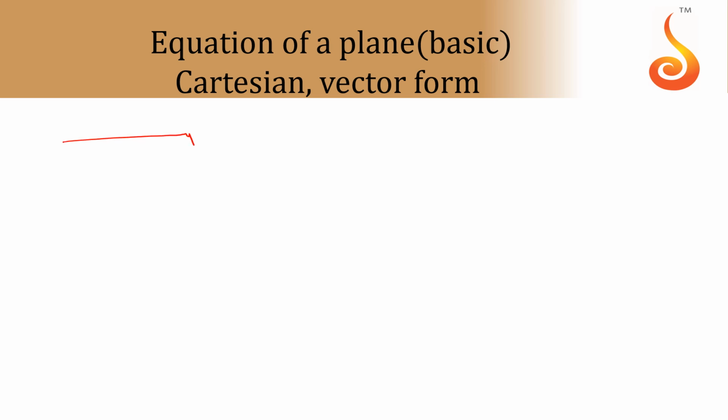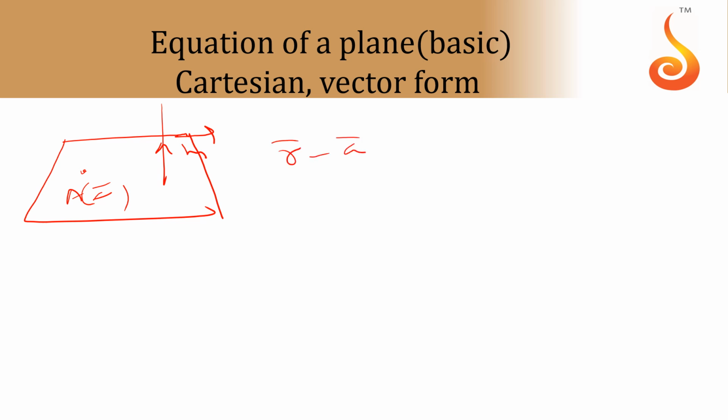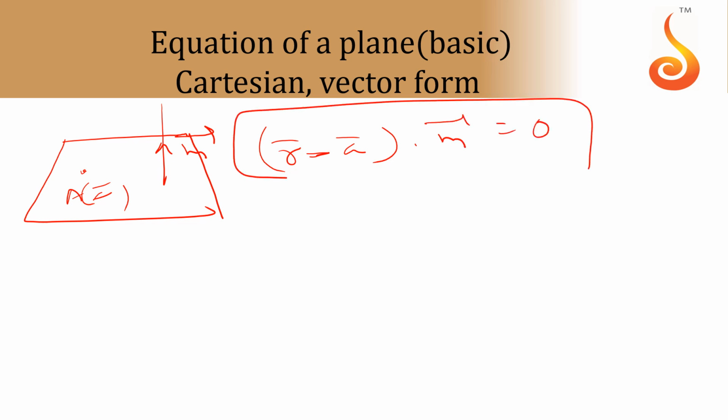So using dot, the basic information is there is a point a bar in the plane, and there is a vector m bar perpendicular to the plane. Indirectly speaking, if you recollect, when I give one point and two vectors, if you do cross product between those two vectors, that is nothing but m bar, what we are saying here. So it's not a different thing, the same thing interpreting in a different way. So the formula is r bar minus a bar dot m bar will be 0.